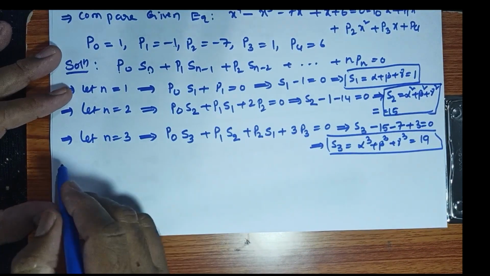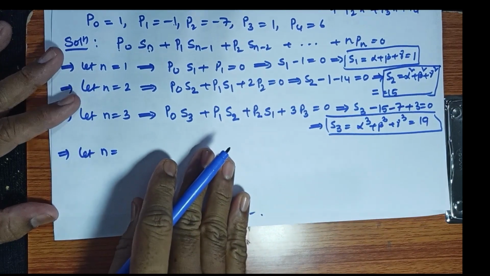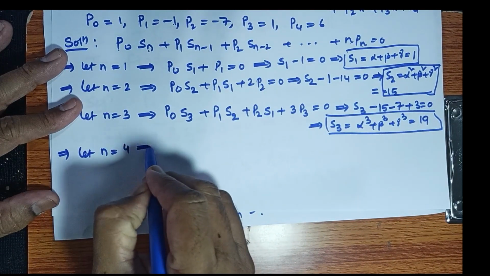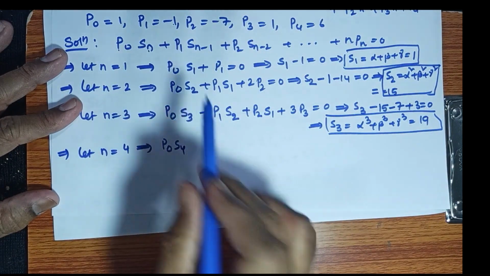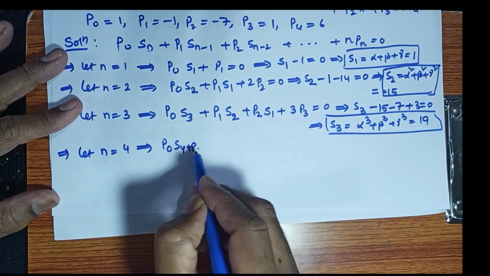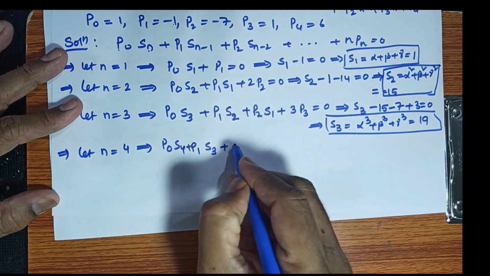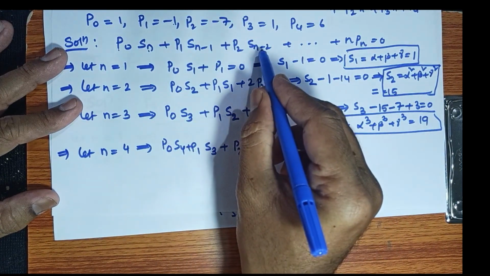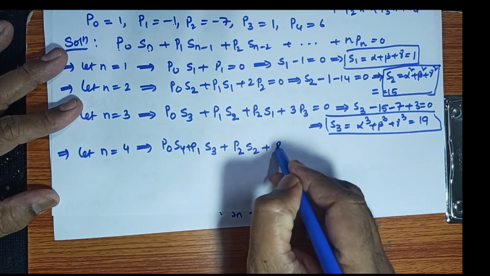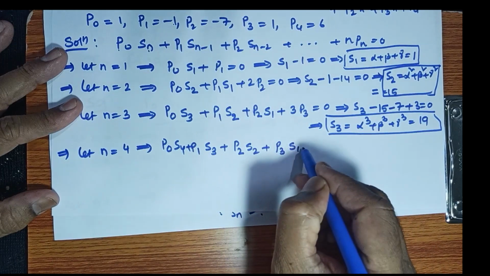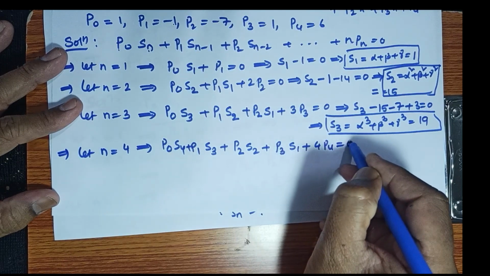Next, let n is equal to 4. Substitute here: p0 S4 plus p1 S3 plus p2 S2 plus p3 S1 plus 4 P4 is equal to 0.